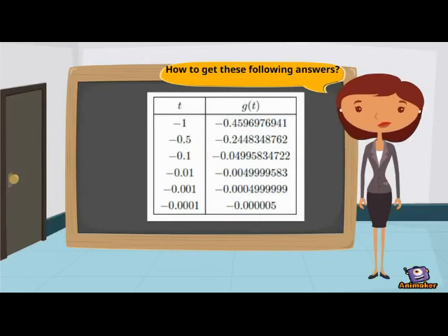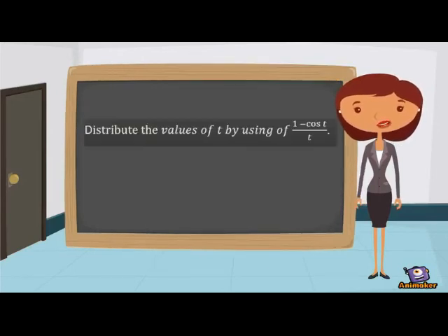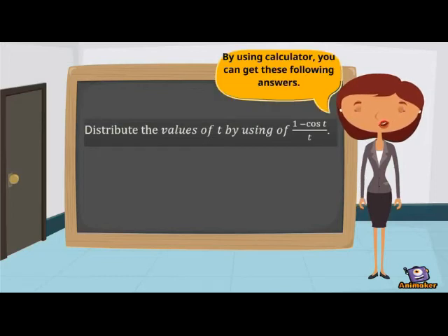So how do we get these answers? We substitute the values of t into 1 minus cosine t over t. So 1 minus cosine of negative 1, over negative 1. By using the calculator, you can get these answers.